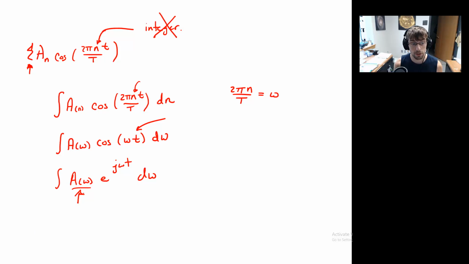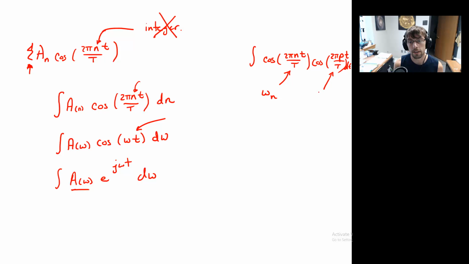Of course, what does Fourier's trick look like? Say you want to get a of omega by itself. Okay. When we were talking about discrete n's, you had to do something like cosine of 2 pi nt over T times cosine of 2 pi pt over T dt. In other words, you had to take one omega, I'll call it omega n, a second omega, omega p, okay, and then integrate over time.